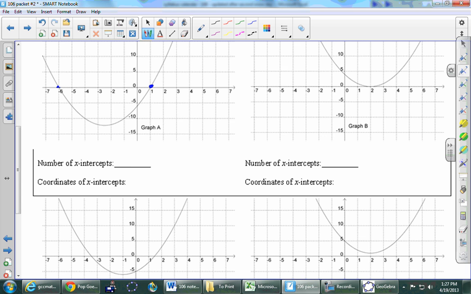How many are there? 2. That is the number of x-intercepts. And then I want you to estimate the coordinates. So the one on the left, what does it look like? Is it 0, -6? -6, 0. Which one is it? -6, 0. Okay. And then it looks like 1 and 0. Fair enough. With your neighbors, do the same thing for B, C, and D.